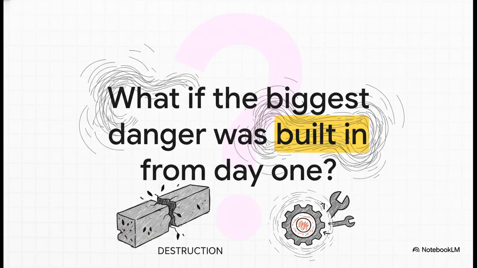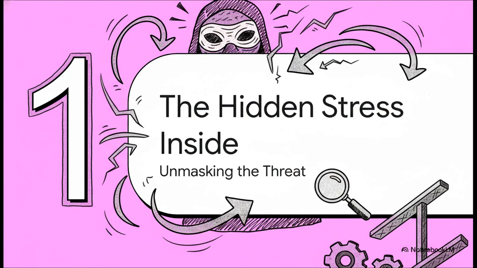It suggests that the seeds of destruction could be locked deep inside the very materials we trust to build our entire world. Well, this hidden enemy actually has a name. It's called internal residual stress. And today, we're going to unmask this invisible threat. We're going to figure out what it is, where it comes from, and maybe most importantly, how engineers are learning to fight an enemy they can't even see.